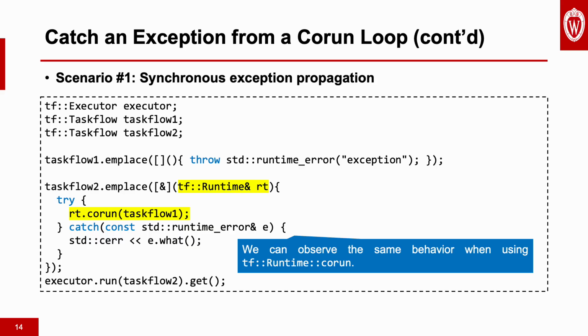In this example, we issue a corun from a runtime task instead of the executor. There is no difference in terms of exception handling logic, and we can observe the same behavior as the previous slide.